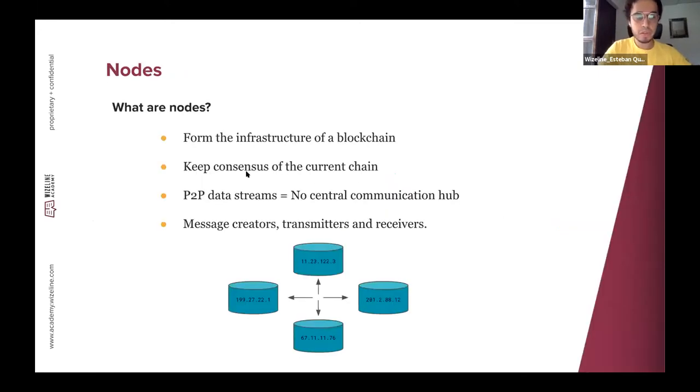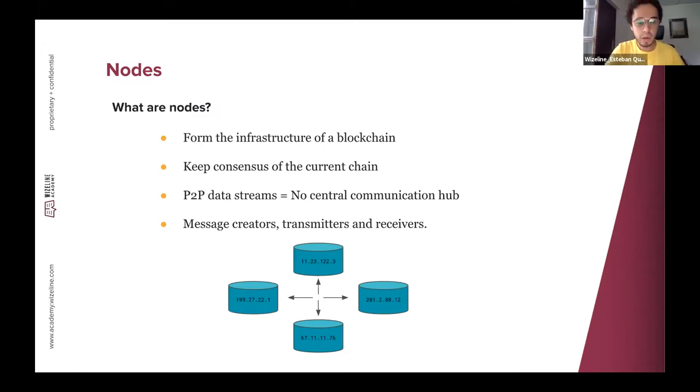So the nodes are basically the participants inside the blockchain. These are the ones that, as I mentioned, make a consensus of whether the new information should be added or not inside the blockchain. These are the ones that receive the messages. The messages could be new transactions, and they emit this new information through the whole blockchain. Once this message is emitted, I mean, this new transaction, they decide whether this information is consistent or not, and if it should be added or not inside the blockchain.